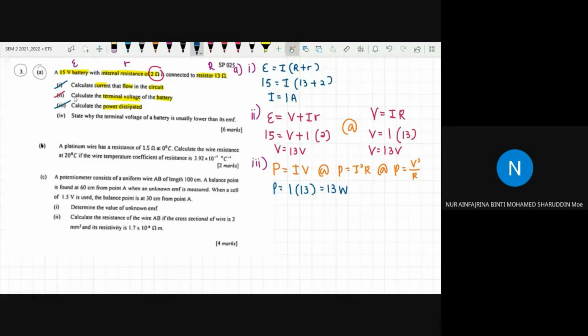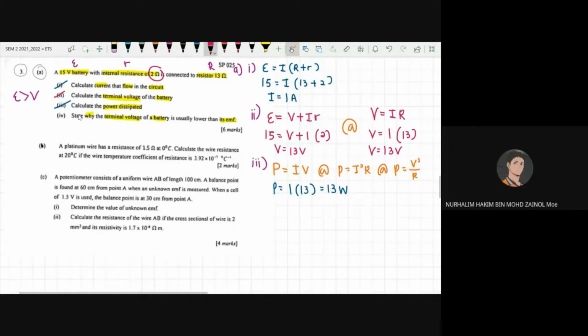Okay, now let's proceed to question 3A4. So the question asks us to state why terminal voltage of a battery is usually lower than EMF. Kita tahu kan EMF kita nilai dia adalah lebih besar daripada kita punya terminal voltage of a battery itu. Why? Kenapa korang rasa dia EMF kita lebih tinggi daripada terminal voltage kita? Due to what? Anyone?